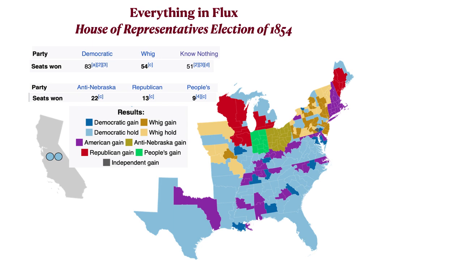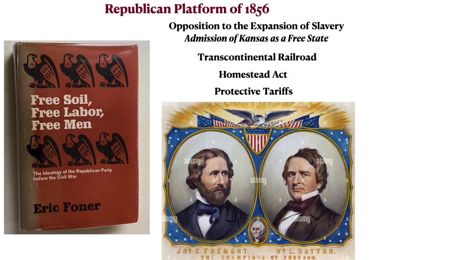So again, really a period in flux. But the Republican Party is the one that's going to go on very quickly to unite the North, or at least the far North. They were not openly abolitionist yet. That was considered too radical, but they were firmly opposed to any expansion of slavery. They wanted Kansas to be admitted as a free state.